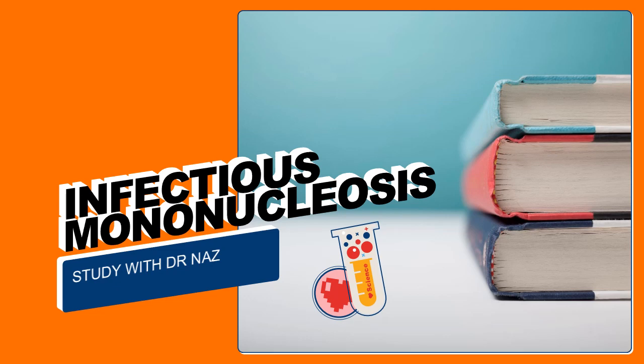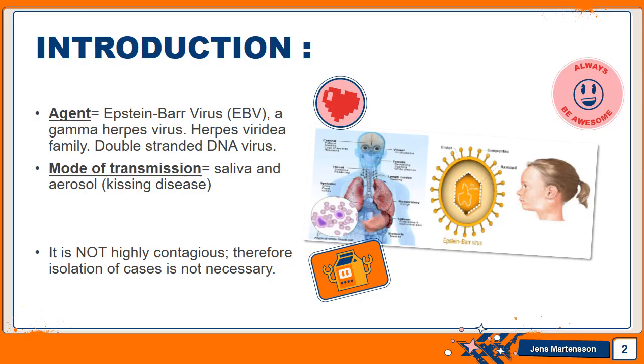This is Dr. Naz and today I'll be discussing infectious mononucleosis, which is also known as glandular fever. Glandular fever or infectious mononucleosis is caused by Epstein-Barr virus, which is a DNA virus and it belongs to the gamma herpes virus family. Its mode of transmission is via saliva or aerosol. That is why it is also known as kissing disease. It is not highly contagious, therefore isolation of the cases is not necessary.